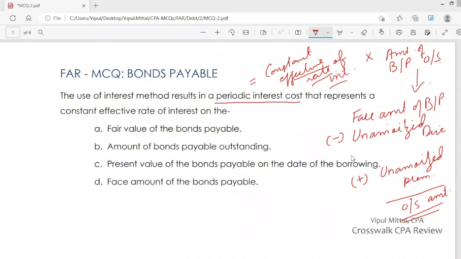So the answer is B. It represents a constant effective rate of interest on the amount of bonds payable outstanding. It is not constant effective rate of interest on fair value of the bonds. It is also not the constant effective rate of interest on the present value of the bonds payable on the date of the borrowing. And certainly it is not the constant effective rate of interest on the face amount of the bonds payable. Periodic interest cost is the constant effective rate of interest on the amount of bonds payable outstanding.